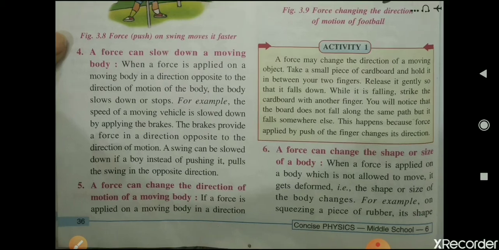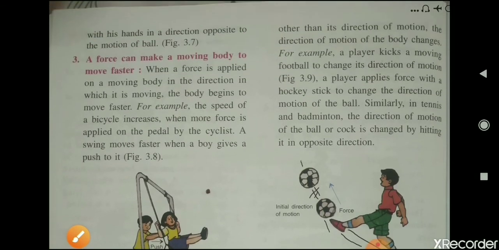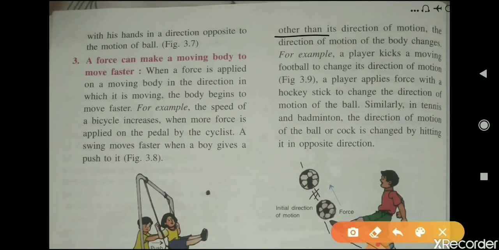Okay. Now the fifth one is a force can change the direction of a moving body. Means by applying force we can change the direction of a moving body. If a force is applied on a moving body in a direction other than its direction of motion, the direction of motion of the body changes. Means suppose a player kicks a moving football to change its direction of motion.